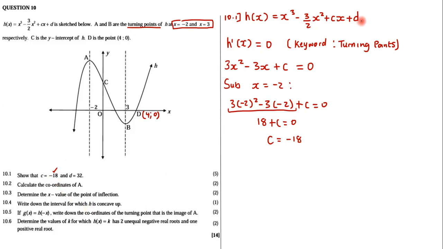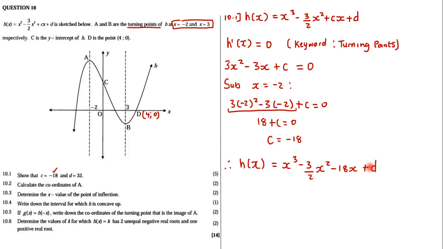Now to get d, notice that when we did the turning point here, we couldn't get d because d is a constant, so it became 0. So to get d, we're going to go back into our original formula, but we need to make sure that we update the information that we have. In this case, we have c as minus 18. So now I'm going to write this as minus 18x plus d.